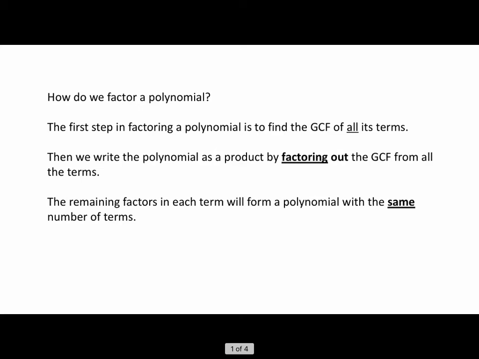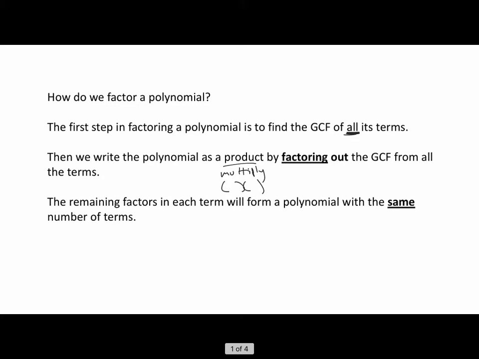How do we factor a polynomial? The first step in factoring a polynomial is to find the greatest common factor of all of its terms. Then we write the polynomial as a product, which means multiply, right? Product by factoring out the GCF from all of the terms.